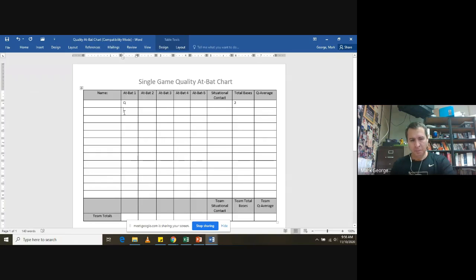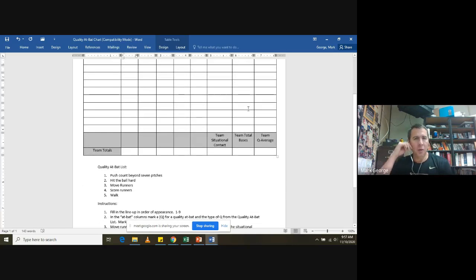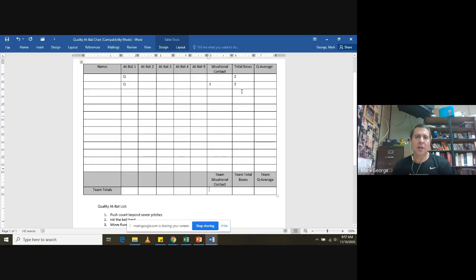Well, let's say the second hitter hits another double. They get a Q. They also get 1 situational contact, and they get 2 total bases. So in this particular case, what we're doing is we're evaluating productivity. So both of these players right now are extremely productive based off of their total bases, their situational contact, and their Q average. And then what we'll do is we'll go all the way down, and we'll look at our total situational contacts. And then we'll look at our total team total bases.